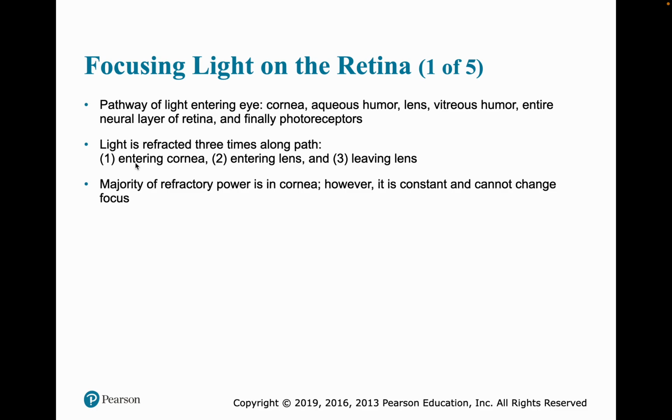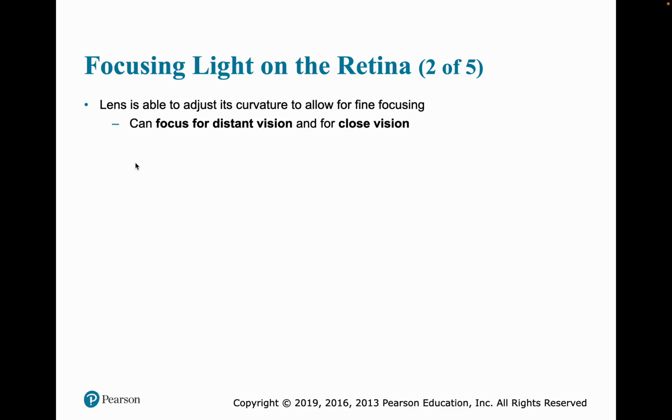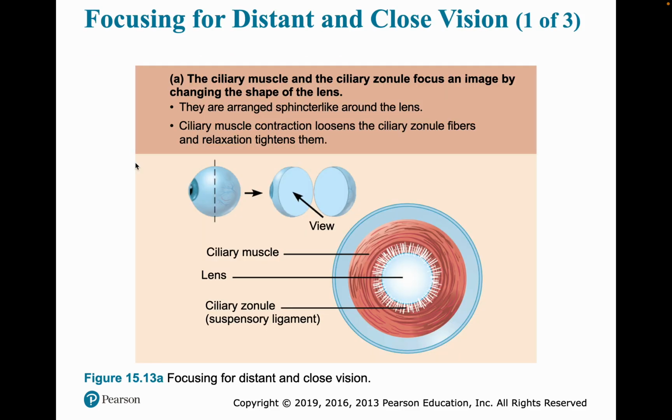Now, the majority of the refractive power is in the cornea, but it's constant, it can't change. So if we want to change in order to focus, we have to use the lens. The lens is able to adjust its curvature and to allow for fine focusing. It can focus for distant vision and for close vision. The ciliary muscles and the ciliary zonule focus an image by changing the shape of the lens. They're arranged in a sphincter-like structure around the lens, and when they contract, that loosens the zonule fibers, and relaxation of them tightens the fibers.